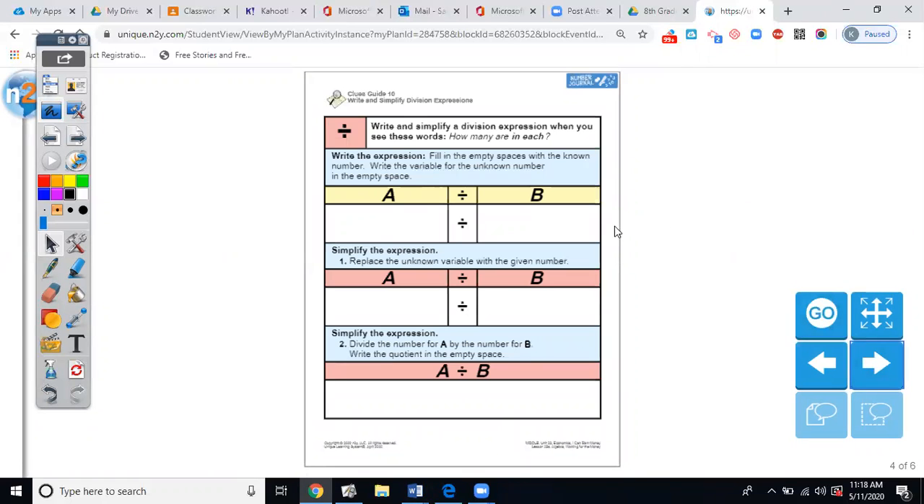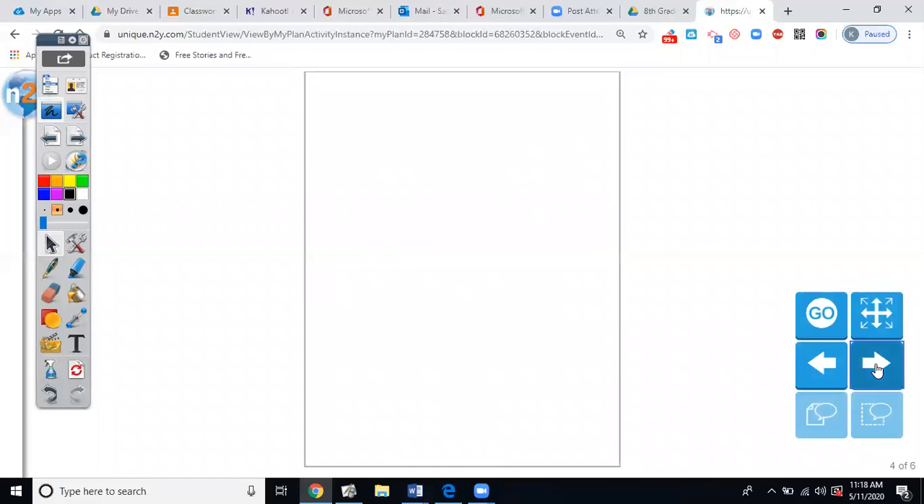Okay, now let's go to the division problem. Now you can see the algebra expression, it's set up just like the multiplication, except here's the division symbol. So we're going to divide.